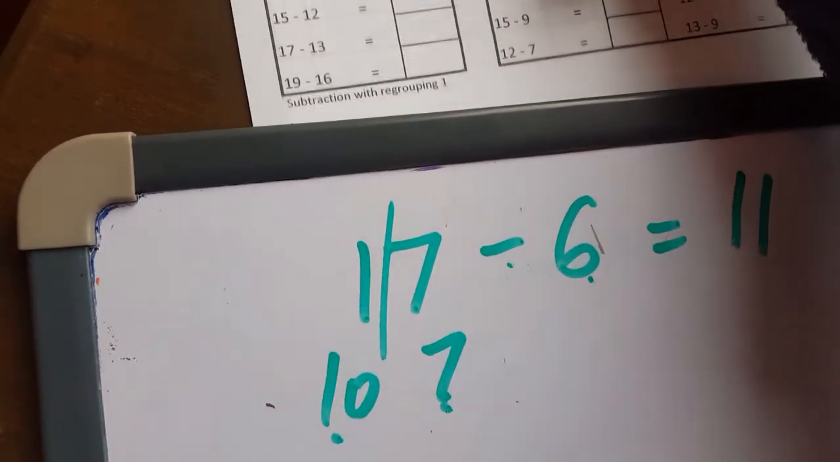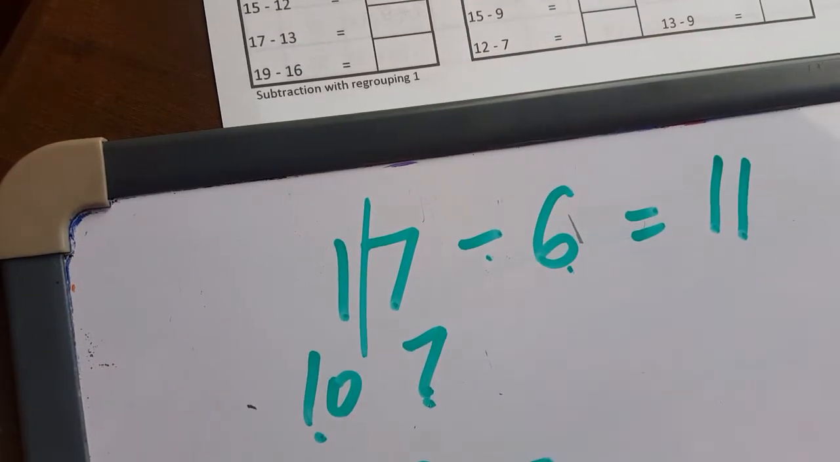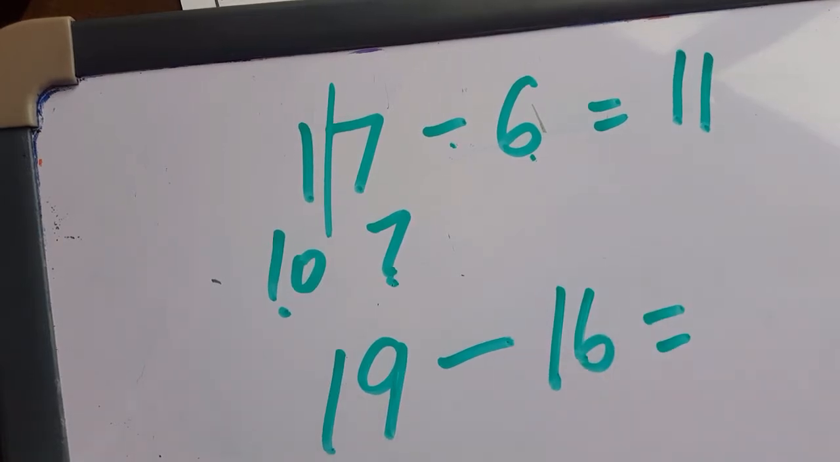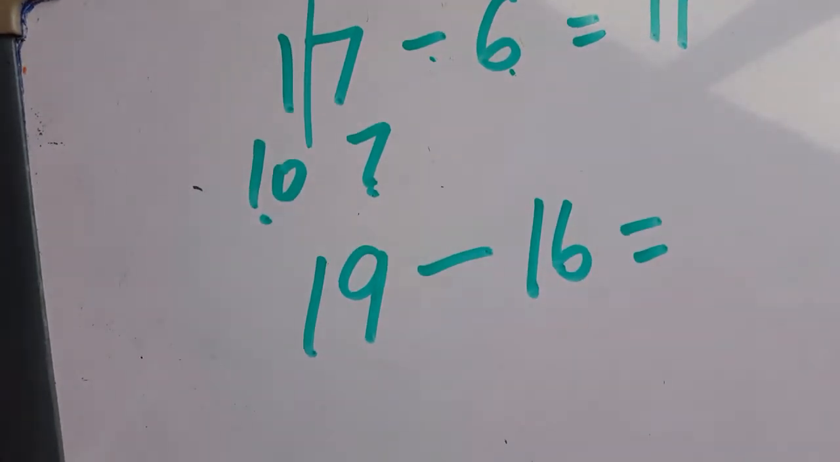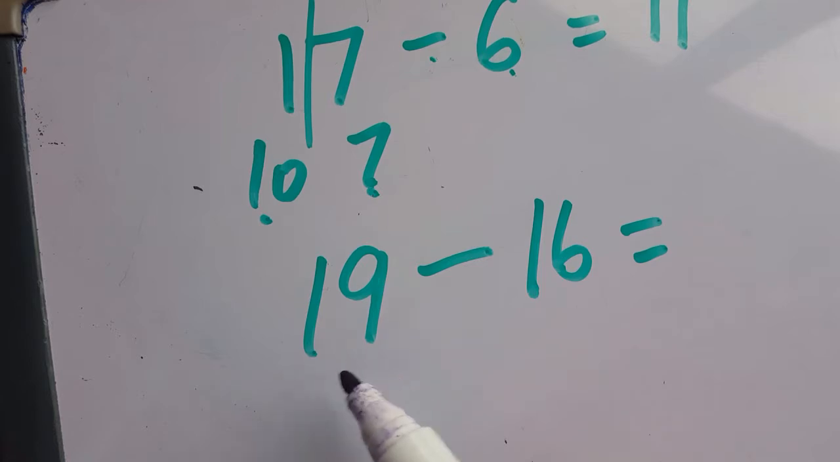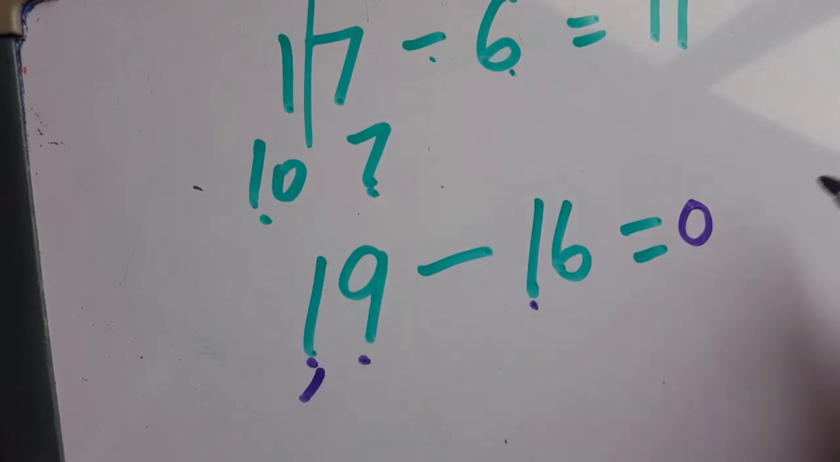Now, some children will get a bit muddled up by a question like 19 take away 16, for example. Again, tell them what we always do. On the subtraction, I recommend we always work on the 10s take away 10s and then units take away units. Do the 10s first. So 10 take away 10 is 0. 9 take away 6 is 3. So 0, 3, but we usually discourage them from writing down the 0 in front of the 3, just the 3 units.